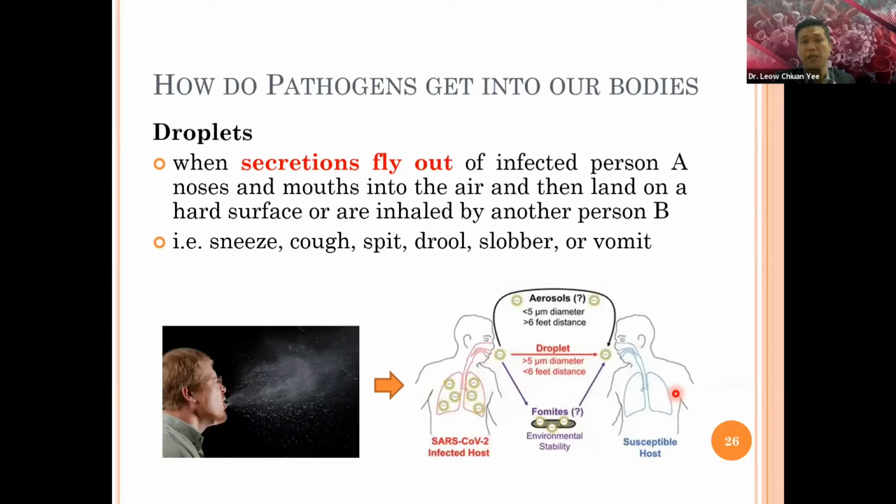Another route is droplets, for example from sneezing or coughing. So now the KKM would like us, when you want to sneeze or whatever, to use your shoulder to cover your mouth. It's better to wear a mask, cover yourself, and don't simply sneeze into the environment. Because when the air is flying out, it can form a lot of different sizes of droplets. For example, what we call an aerosol means the droplet size is much smaller than 5 micrometers. However, the aerosol can fly much further compared to the droplets, because it can go beyond that 6 feet.